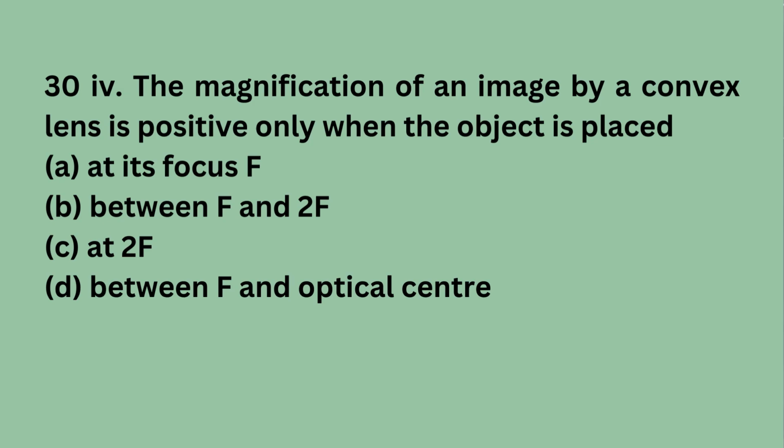Now fourth part. The magnification of an image by a convex lens is positive only when the object is placed: A, at its focus F, B, between F and 2F, C, at 2F, and D, between F and optical center.